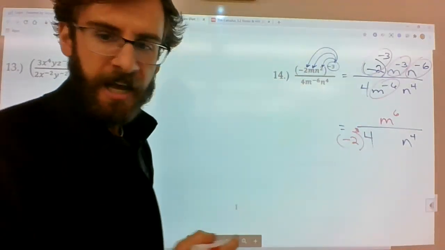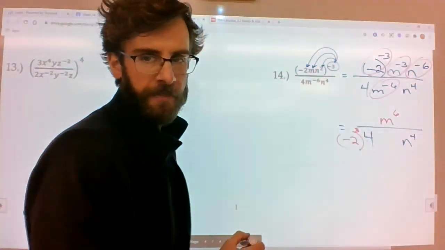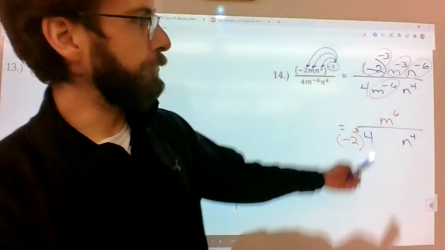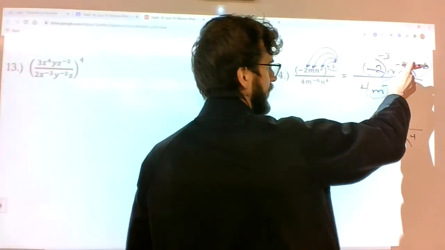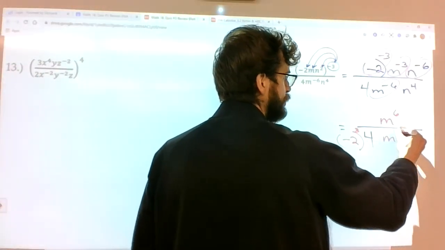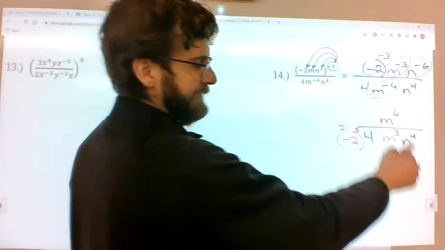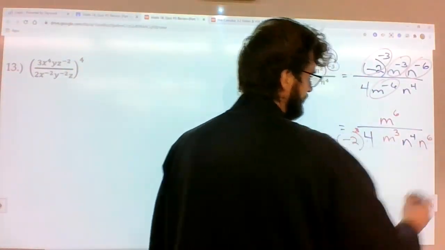And that's being multiplied by the 4 right there. Don't forget to bring the m to the 3 down and the n to the 6 down as well. So m to the -3 becomes m to the +3. N to the -6 becomes n to the +6.